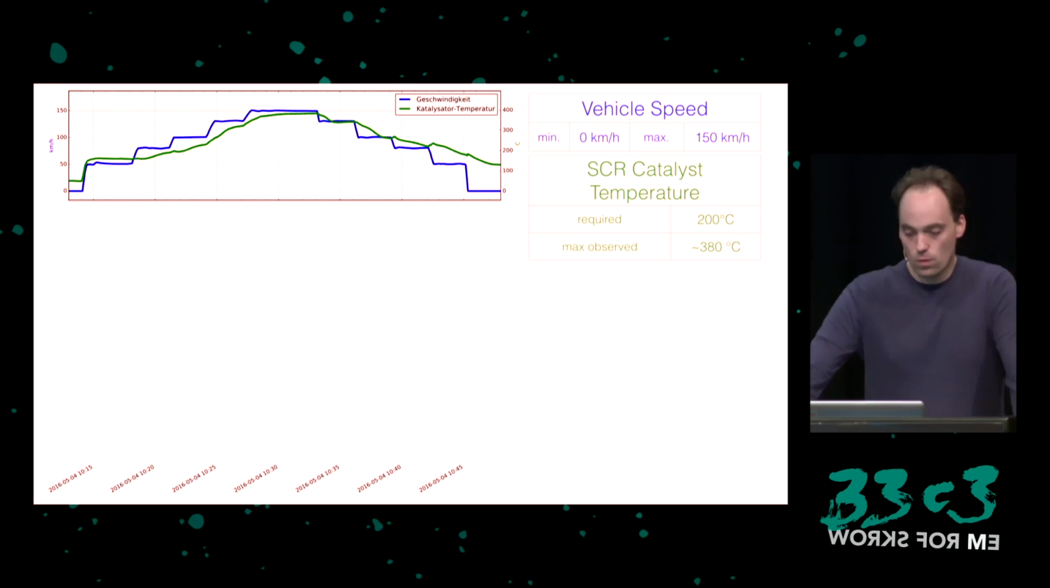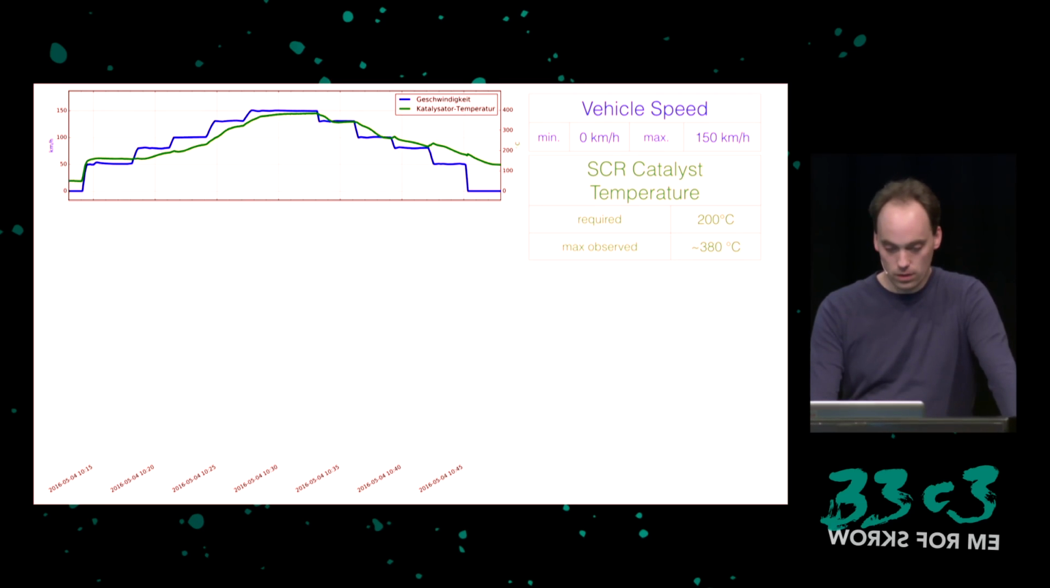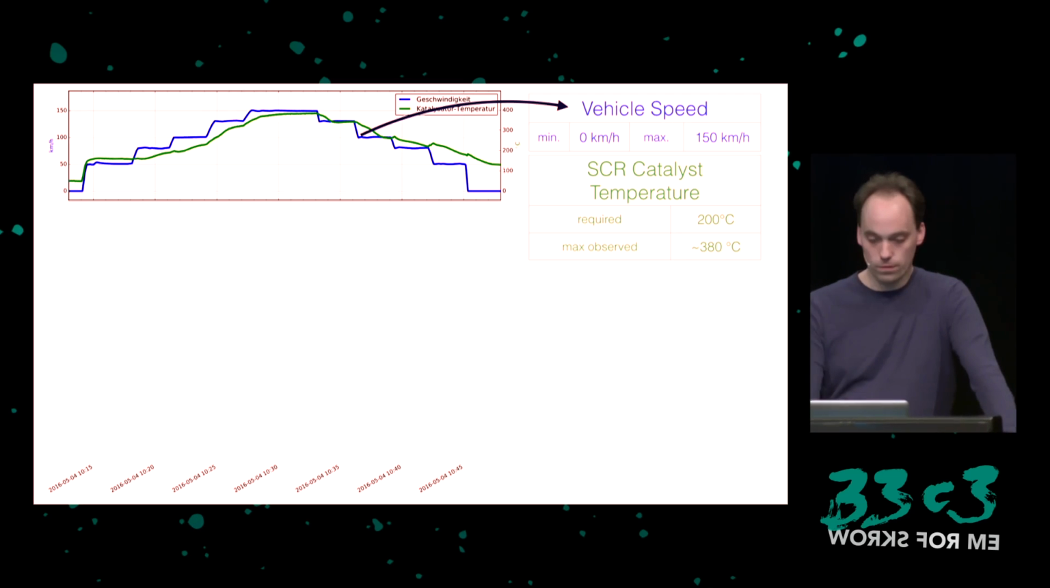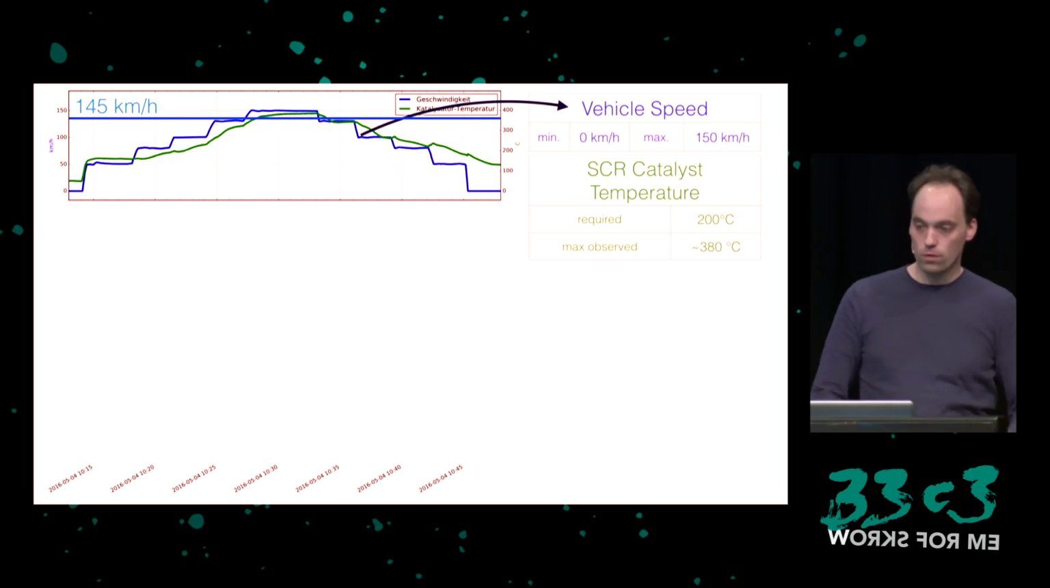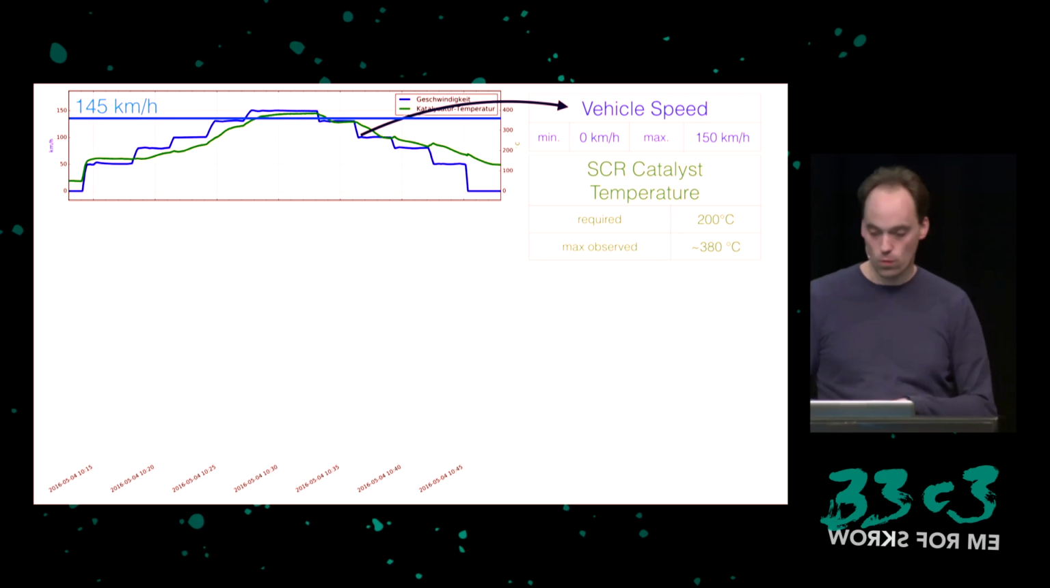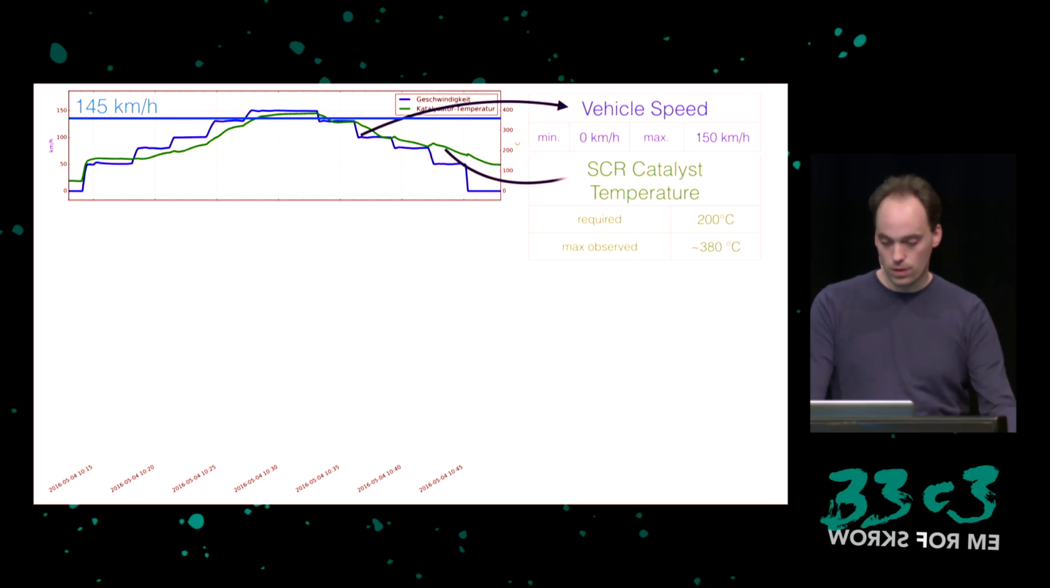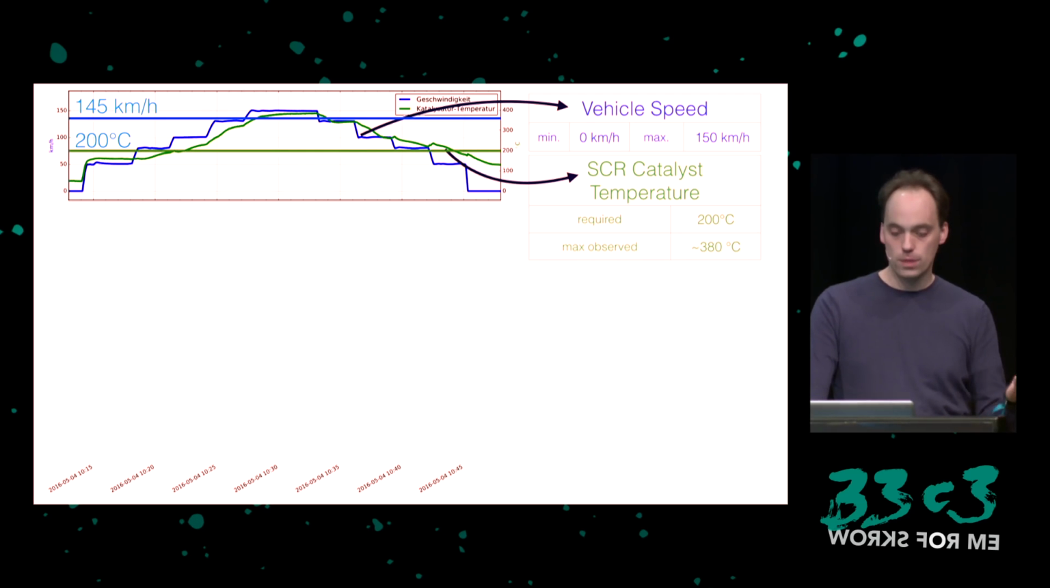And this is how we've driven the car. The blue line is the vehicle speed. You can see it goes from 0 to 150 kilometers per hour. The critical point here is the 145 kilometers per hour that we found in the firmware. The green one is the catalyst temperature, which we see between ambient level and then up to 380 degrees. The critical point here is 200 degrees Celsius, where this urea to ammonia process starts to work.